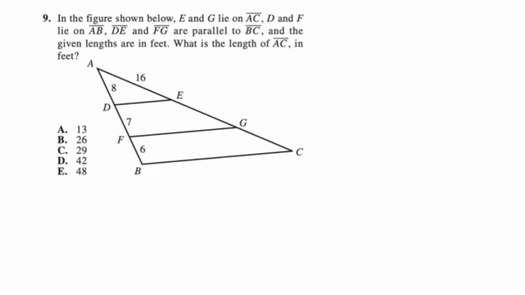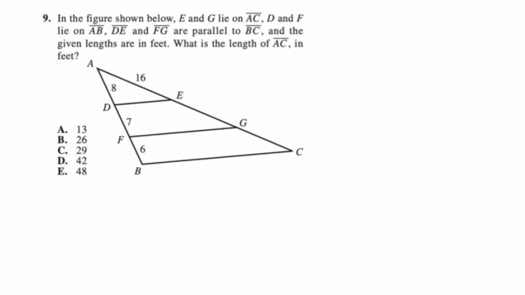Number 9 says, in the figure shown below, E and G lie on segment AC, D and F lie on segment AB, segments DE and FG are parallel to segment BC, and the given lengths are in feet. What is the length of segment AC in feet? Go ahead and pause the video and try this problem on your own first.